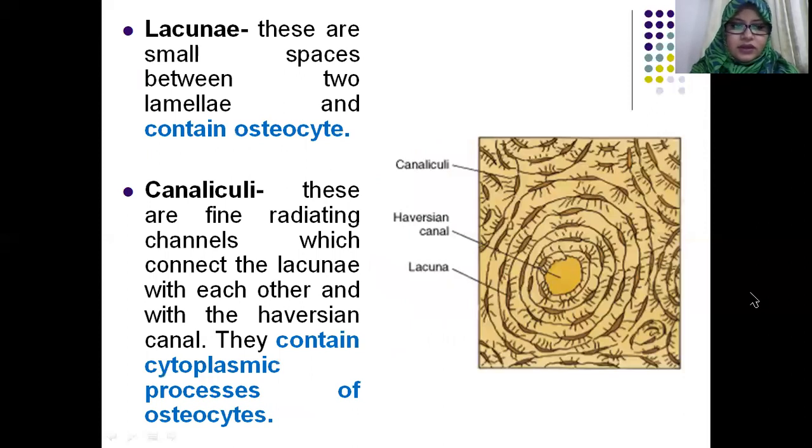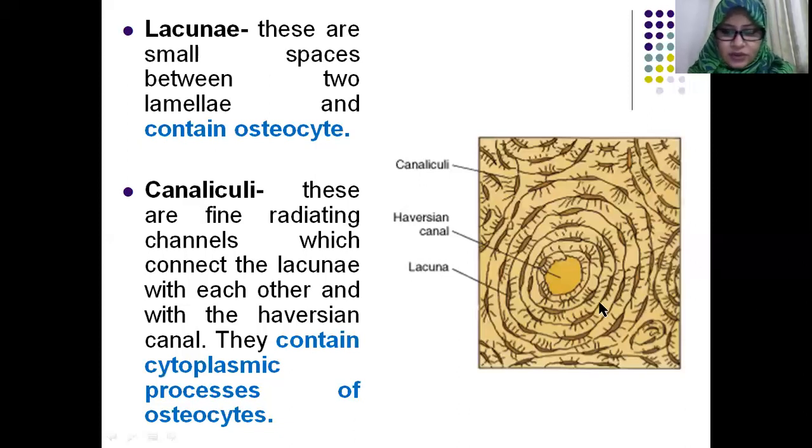Lacuna. These are small spaces between two lamellae and contain osteocytes. Canaliculi. These are fine radiating channels which connect the lacunae with each other and with the Haversian canal. They contain cytoplasmic processes of osteocytes.